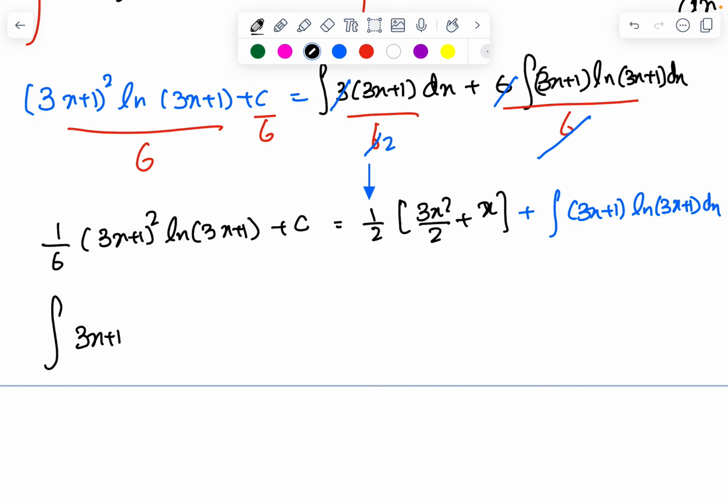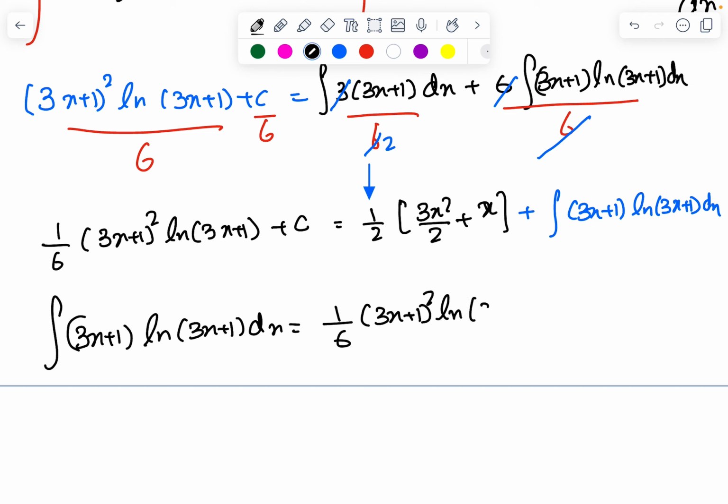The integral of (3x plus 1) ln(3x plus 1) dx will become 1/6 times (3x plus 1) whole squared ln(3x plus 1) minus (3x squared)/4 minus x/2 plus c. That's going to be the answer.